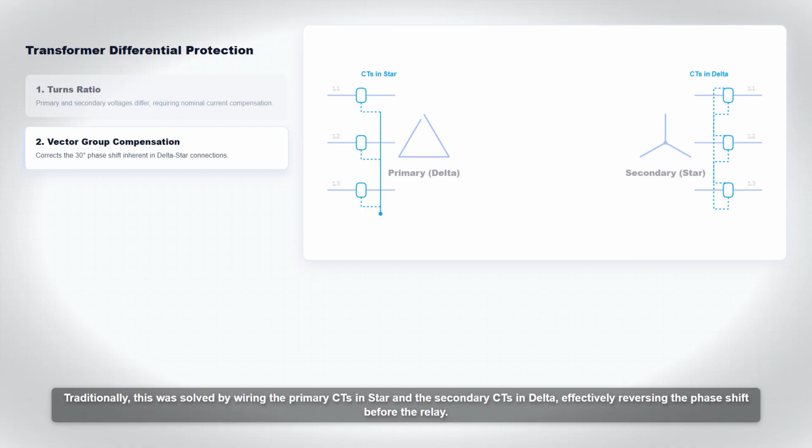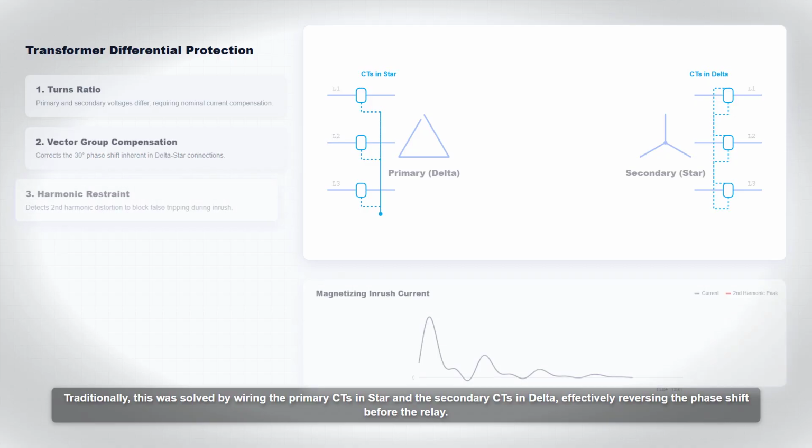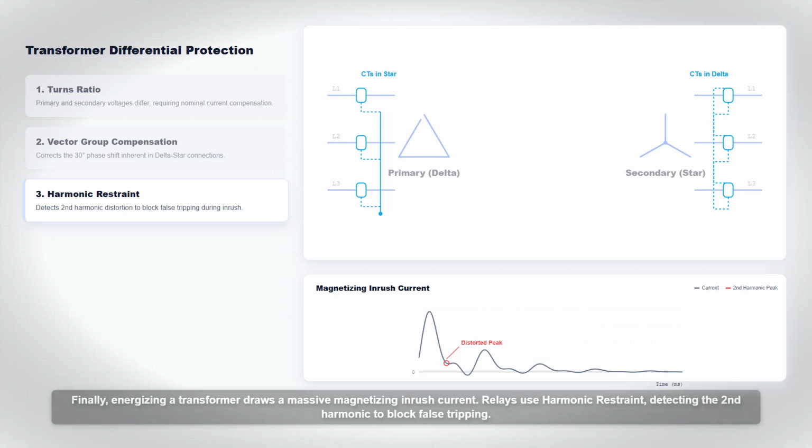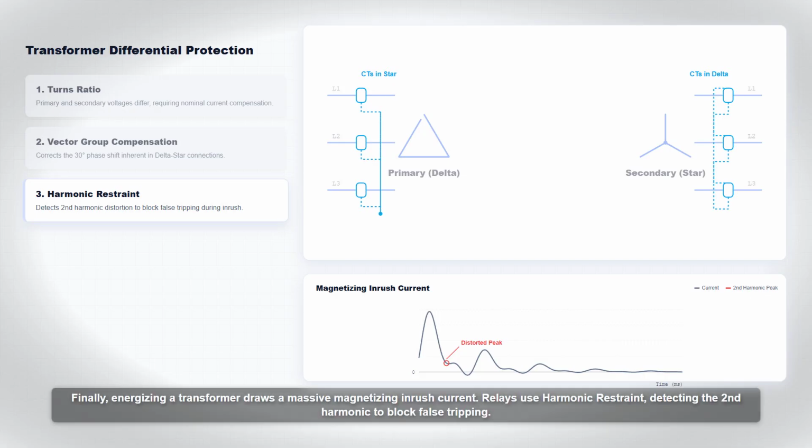Traditionally, this was solved by wiring the primary CTs in star and the secondary CTs in delta, effectively reversing the phase shift before the relay. Finally, energizing a transformer draws a massive magnetizing inrush current. Relays use harmonic restraint, detecting the second harmonic to block false tripping.